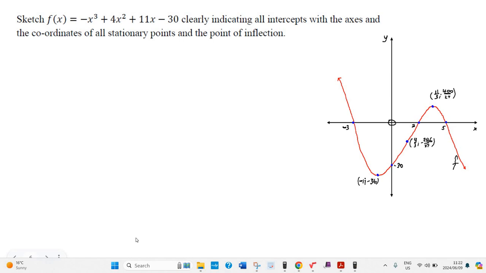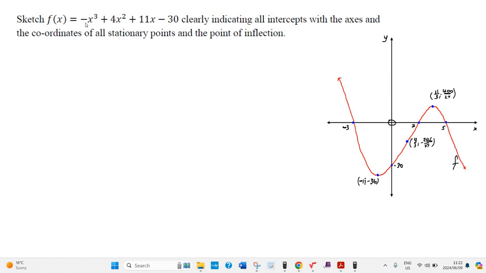Okay, let's try another example here in Mr. Autry's notes, and here they are. It's minus x cubed plus 4x squared plus 11x minus 30. There's the function. The first problem, we would like to sketch this graph, but the first problem is, what shape is it? That's always step one.